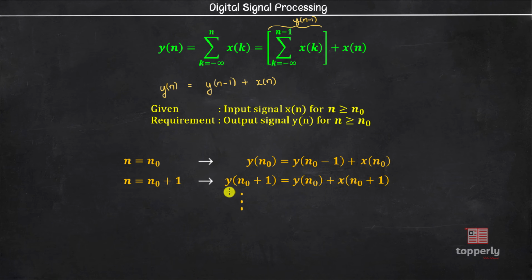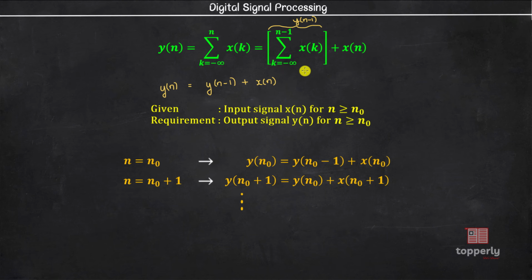Here we can compute the value of y of n0 plus 1 because we are given the value of x of n0 plus 1 and we can compute the value of y of n0 using this equation. In similar fashion, we can compute y of n0 plus 2, y of n0 plus 3, etc. But when it comes to the computation of y of n0, we have a problem. We do not know the value of y of n0 minus 1.